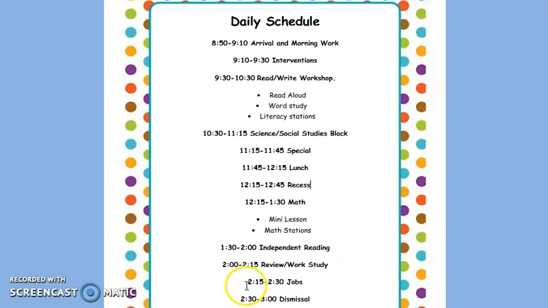From 2:15 to 2:30, this is when we do jobs and cleanup. So we can switch our classroom jobs, students clean out their desks, wipe their desks down, and then they get ready to pack up. Then at 2:30 to 3 o'clock, that is dismissal.